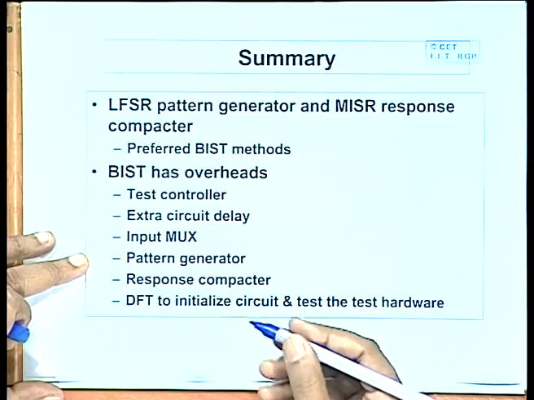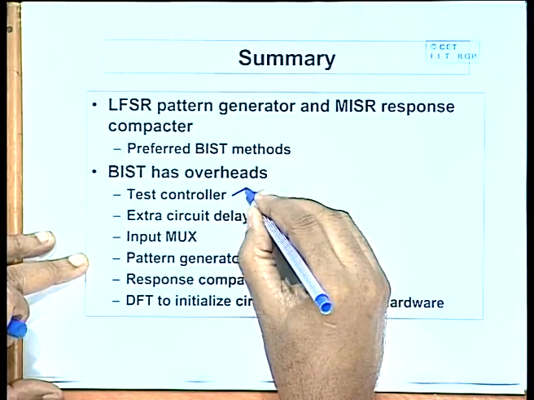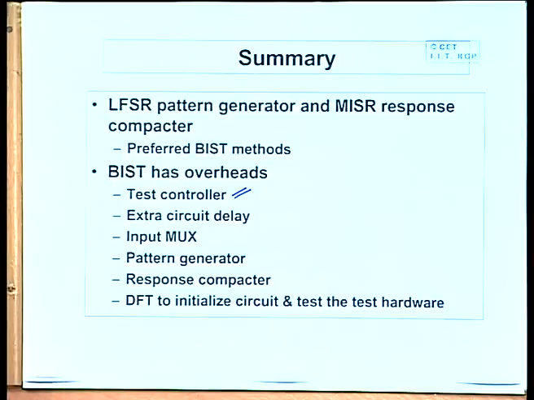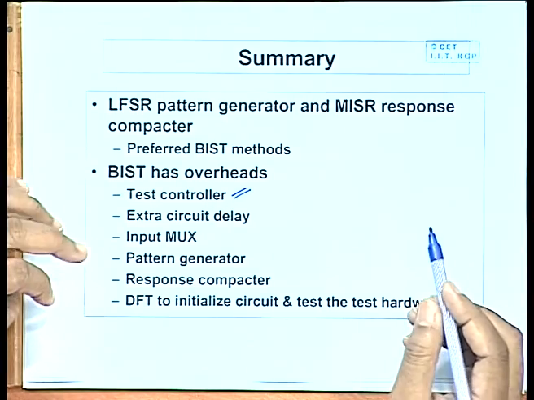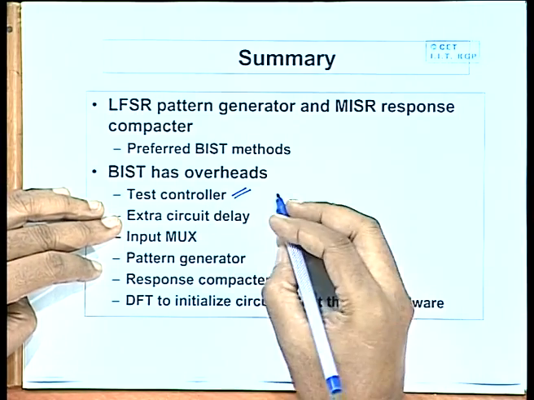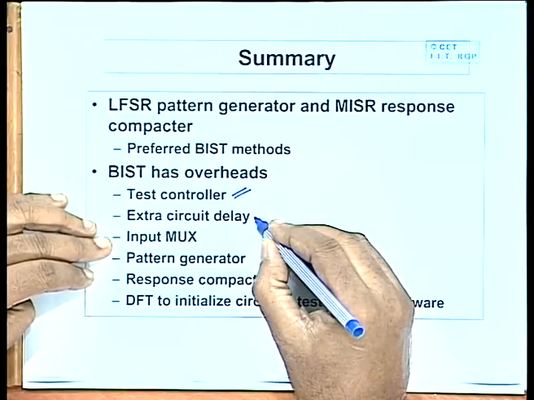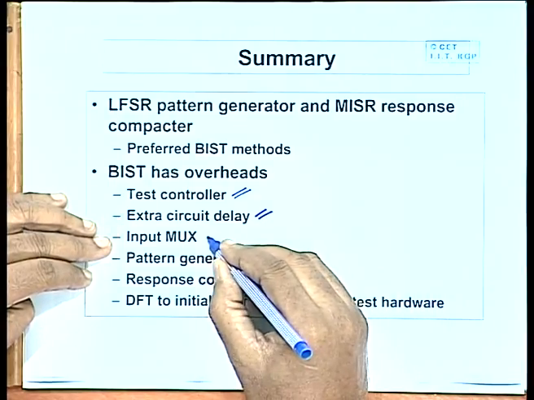Well, the more complex your architecture is, the more complex will be your test controller, because it is the responsibility of the test controller to control the different BIST subsystems, the response compactor, the pattern generator, who will be activated when and when we will be comparing the response. So, everything has to be controlled by that controller, which is actually an FSM, a finite state machine. And since you are introducing some extra gates and multiplexers in the critical paths, your circuit delays will increase. Of course, input muxes are there.